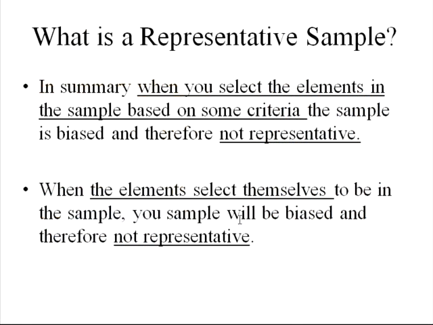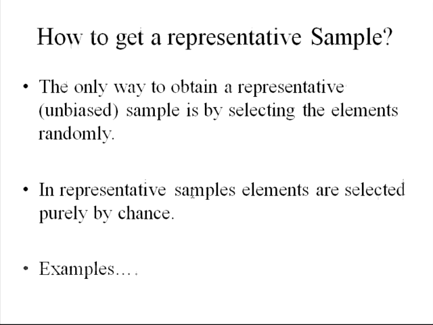So, in summary, when you select the elements of the sample based on some criteria, or when the elements select themselves based on some criteria, the sample is likely to be non-representative, because by you imposing this criteria, or by them imposing this criteria to be in the sample, that excludes the rest of the population, and that brings bias to the sampling process.